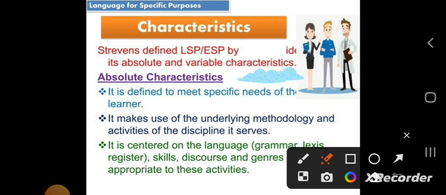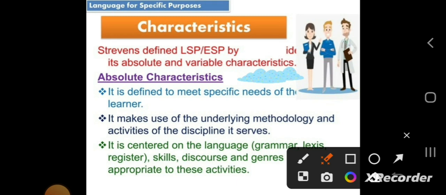Using discipline-specific methodology and activities. The teaching approaches and activities in LSP or ESP are aligned with the methodologies and practice typical of the specific discipline. This ensures that learners engage in relevant, context-specific tasks that reflect the real-world use of language in their field.